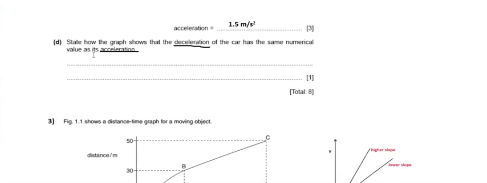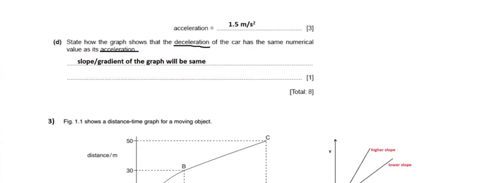So we can write down over here the slope or gradient of the graph will be the same. Okay, so since the slope of the graph will be the same, that means the numerical value of acceleration and deceleration will be constant.